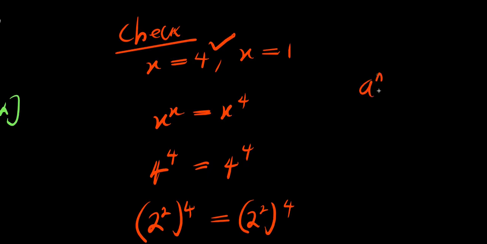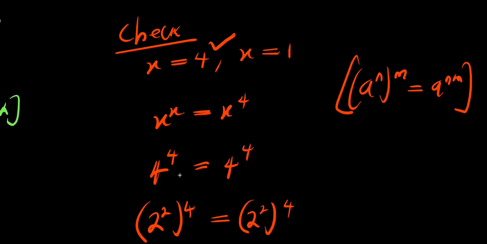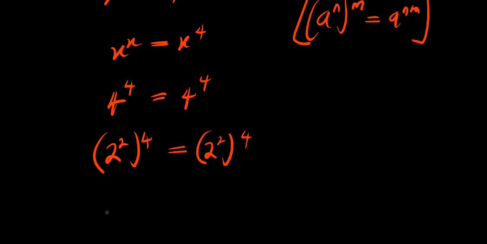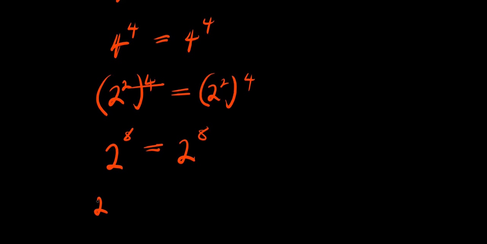Now, if you have (a^n)^m, that equals a^(n times m). So you are going to have 2^(2 times 4), that is 2^8. And 2 to the power of 8 is 256. And this is 256. This has satisfied the equation now.